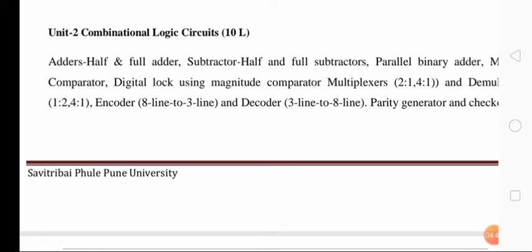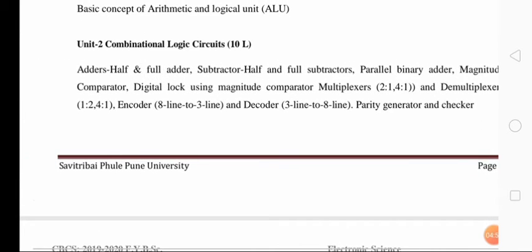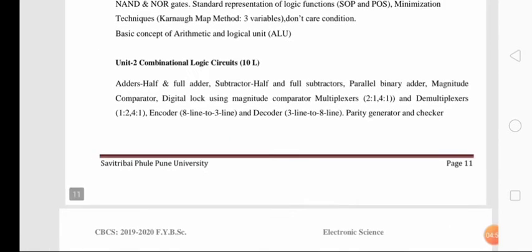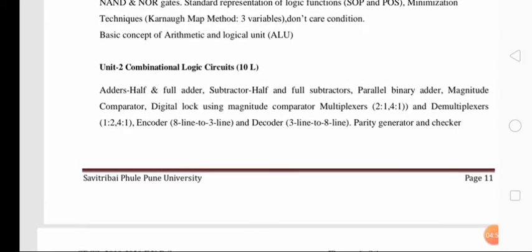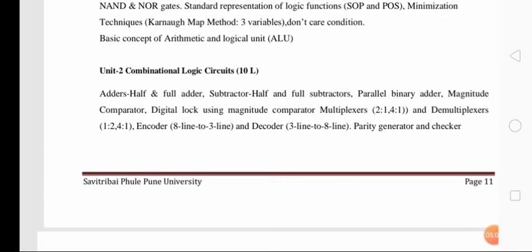So let us move towards Unit 2. It is an advanced type of logic gates. In Unit 2, you are going to learn combinational logic circuits. The circuits which can be built by using logic gates are known as combinational logic circuits. The very first part is adders. In adders you are going to learn half and full adder. Subtractors, half and full subtractor. Then you are going to learn parallel binary adder, magnitude comparator, and digital logic using magnitude comparator.